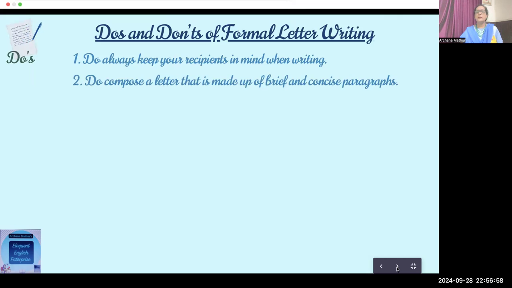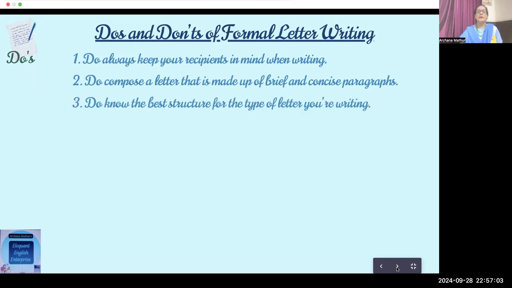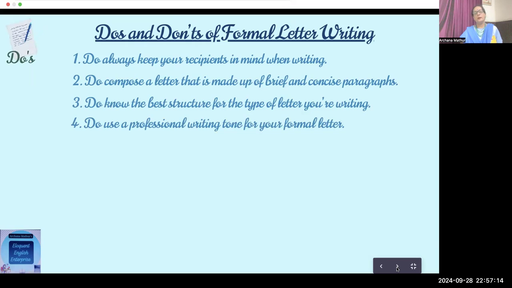Compose a letter which is made up of brief and concise paragraphs. I told you earlier, brevity is the order of the day. You must know the best structure for the type of letter you're writing. You must know exactly what you're writing and how you're going to format it. Use a professional writing tone for your formal letter. Be very professional. There has to be nothing personal. It has to have no friendly undertone. It has to be completely formal and professional. Consider using a letterhead if you have one. This is not compulsory.